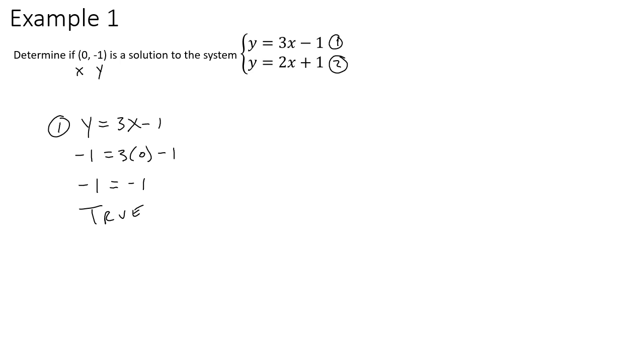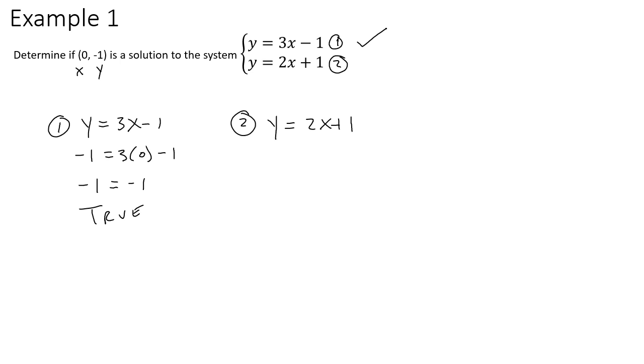So I know that the point (0, -1) is a solution to the first equation, but that's not enough to say that it's a solution to the entire system. I also need to ensure that the ordered pair (0, -1) is also a solution to the second equation as well. So that equation is y equals 2x plus 1.